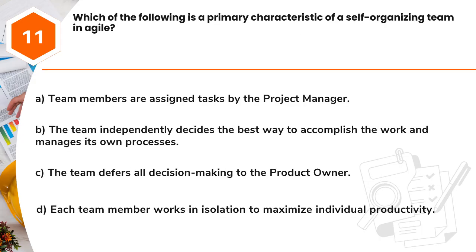Question 11. Which of the following is a primary characteristic of a self-organizing team in Agile? A. Team members are assigned tasks by the project manager. B. The team independently decides the best way to accomplish the work and manages its own processes. C. The team defers all decision-making to the product owner. D. Each team member works in isolation to maximize individual productivity.